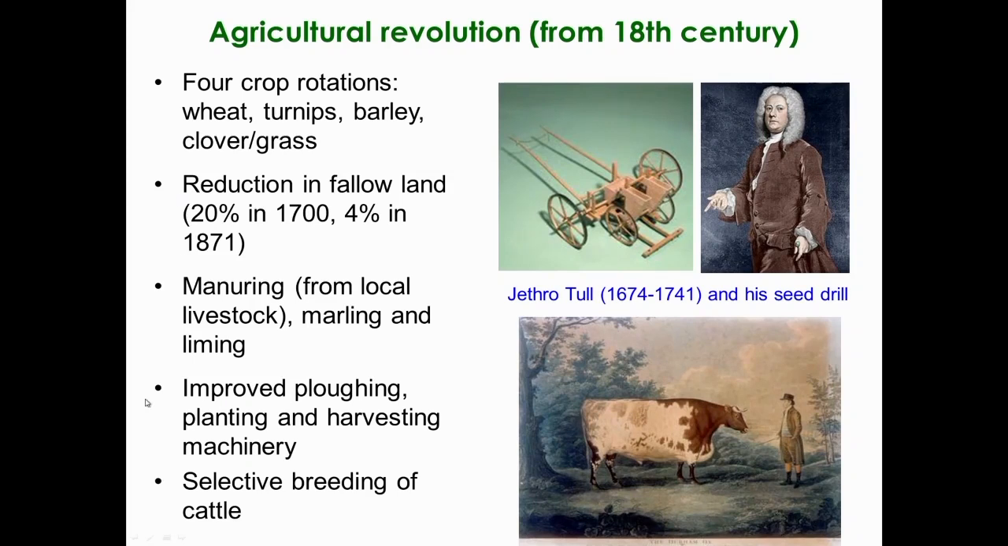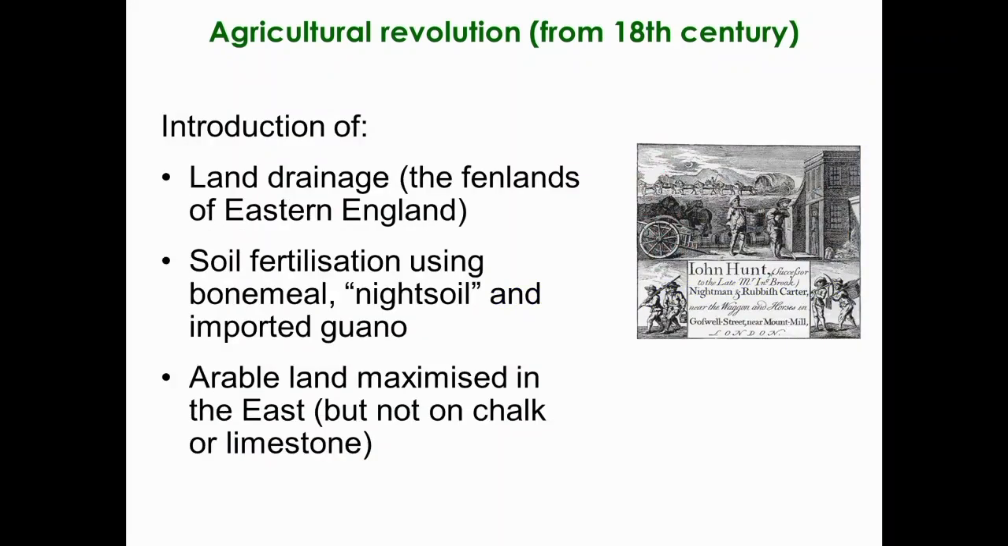Also at this time we started seeing technological improvements, so the introduction of ploughing machines, the invention of machines for mechanical seeding, as well as selective breeding of cattle that were much more productive. This is also the time when we got large-scale removal of wetlands. So many parts of East Anglia, Norfolk, Suffolk, Cambridgeshire, a lot of these fenlands were drained to convert this land to arable land, where it was very productive.